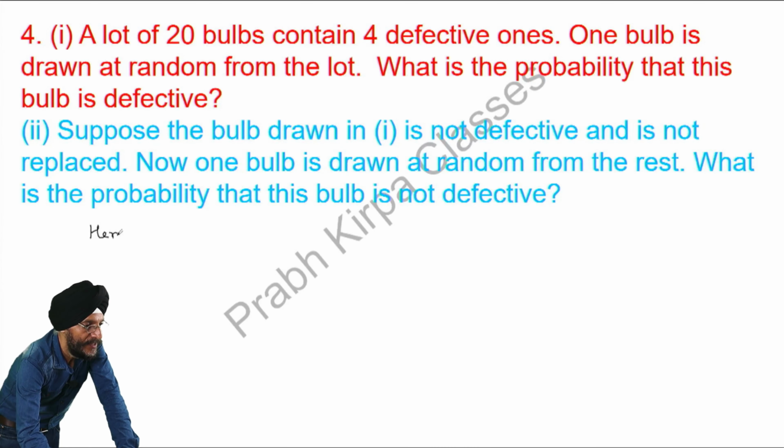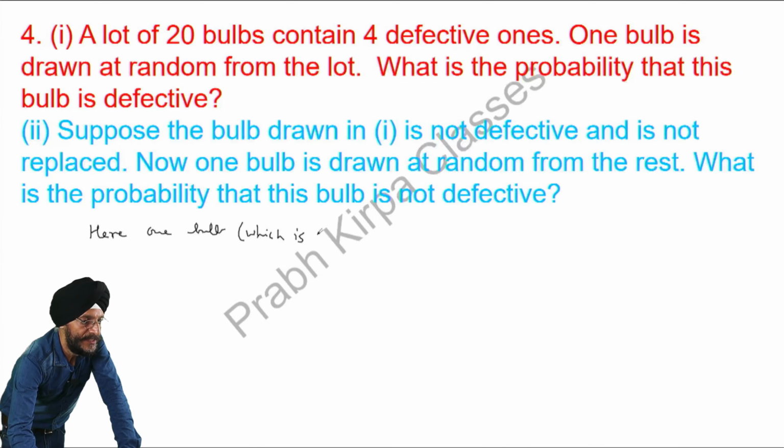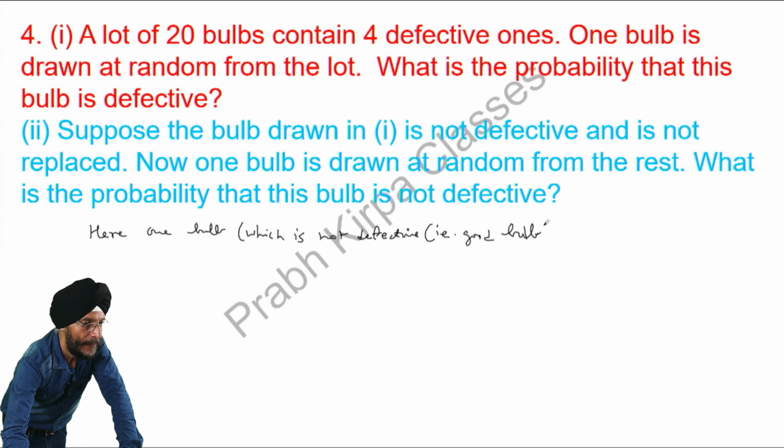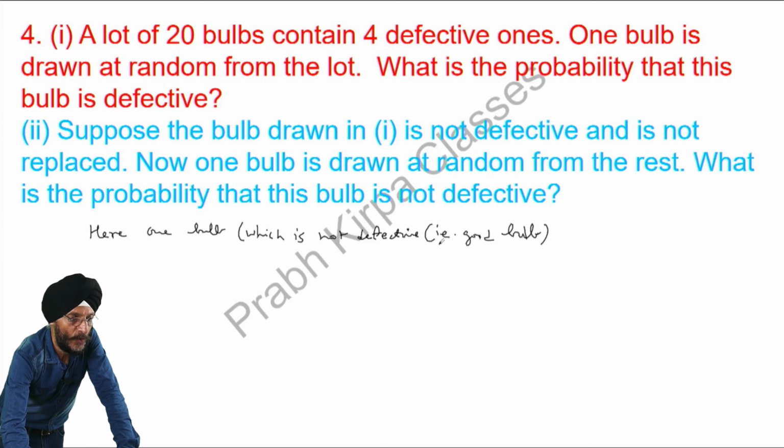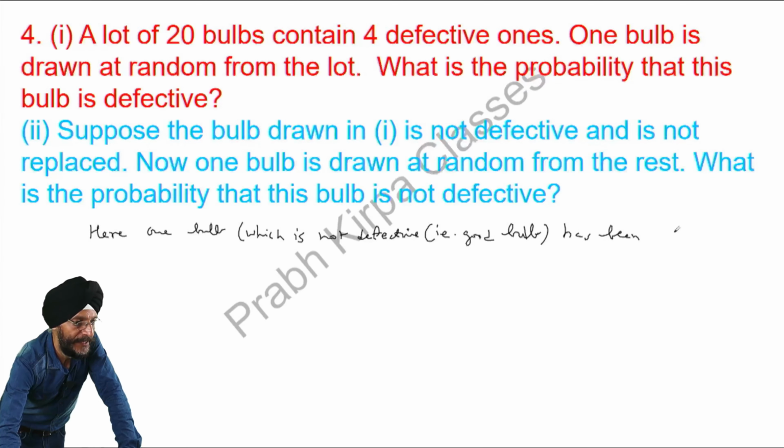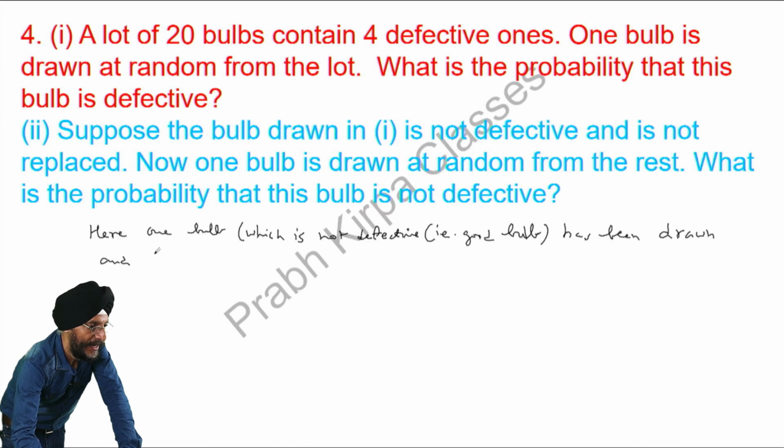Now what is given? Here one bulb which is not defective, that is a good bulb, has been drawn and not replaced.